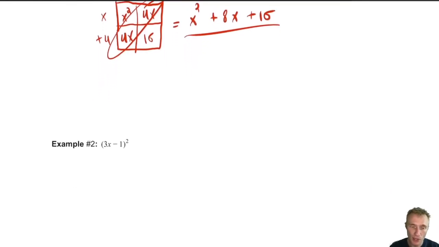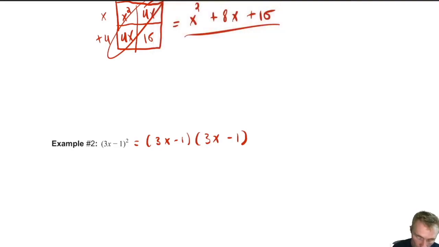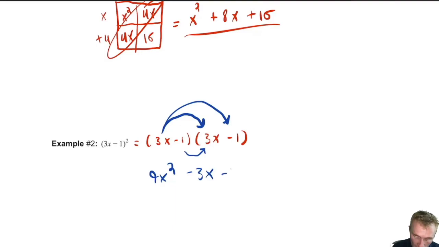But here we go, 3x minus 1 squared. The first thing I would do is rewrite this in terms of what it actually means. It means to multiply 3x minus 1 by itself. Then when we distribute, 3x times 3x is 9x squared, 3x times negative 1, negative 3x, negative 1 times 3x, negative 3x, negative 1 times negative 1, positive 1. We have 9x squared.